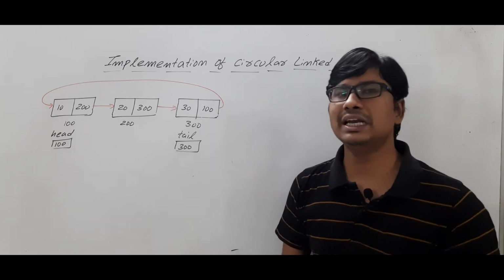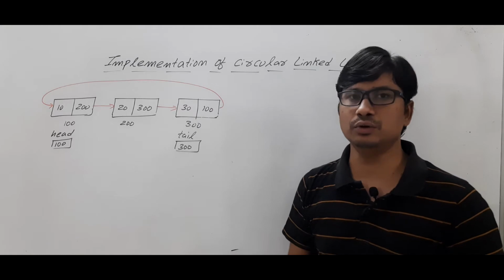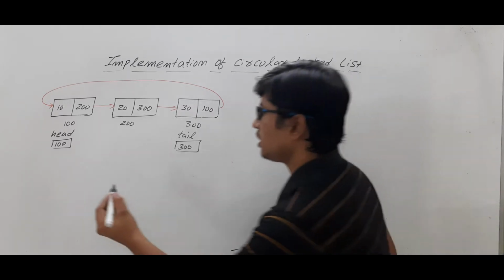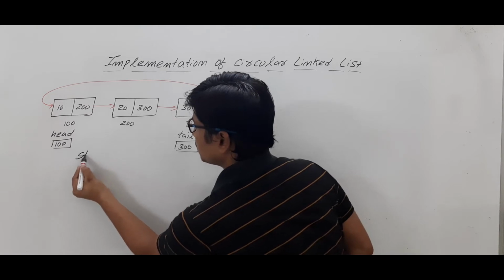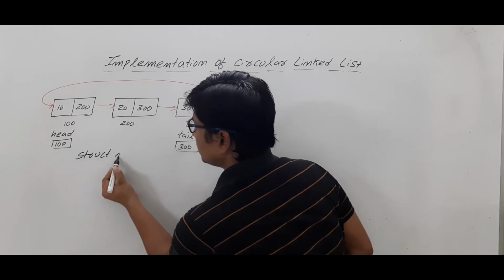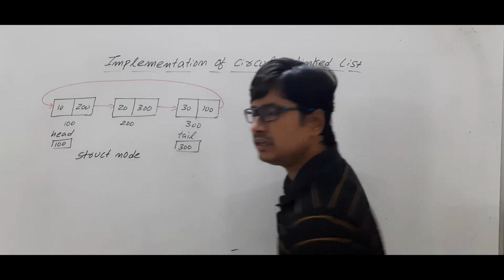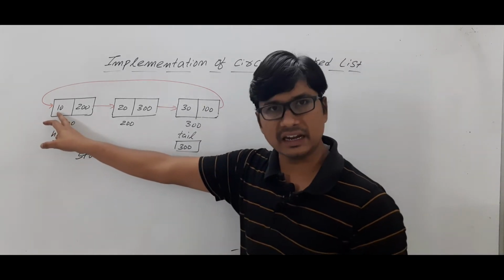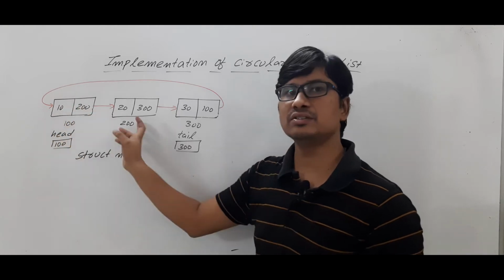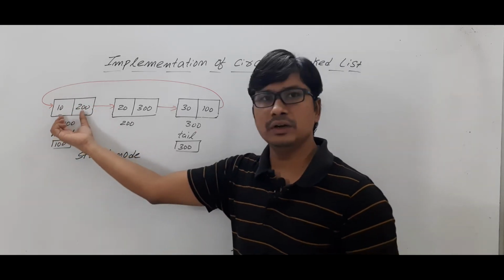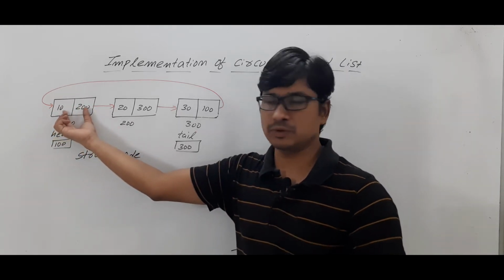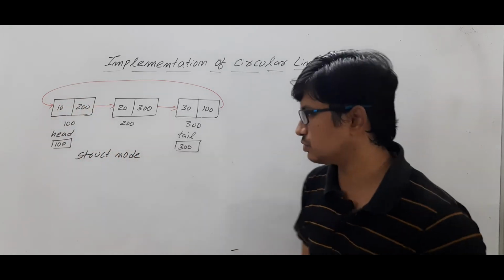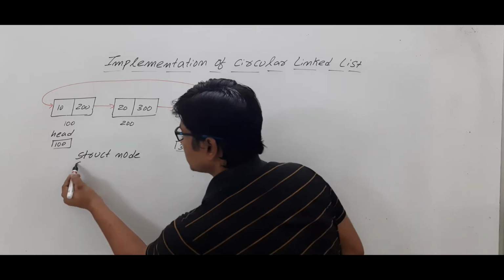Now let me discuss how to create the nodes in the circular linked list. What is the structure we have to follow? We have to create a node, okay? So we will use the structure. Why we are using the structure? Because one is the data and another is the address of the next node. So we have heterogeneous data types. One is the integer and another is a pointer which is storing the address. So we need to create a structure.